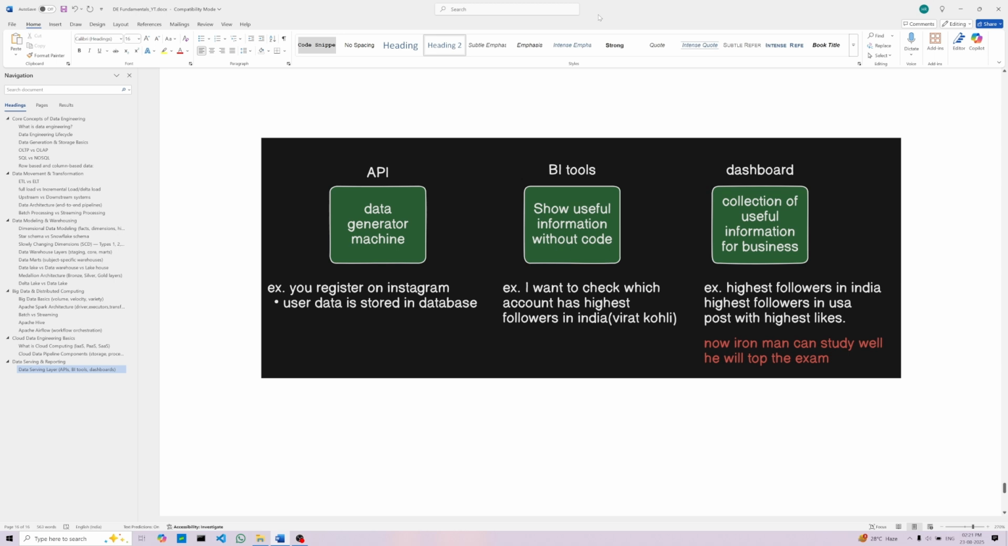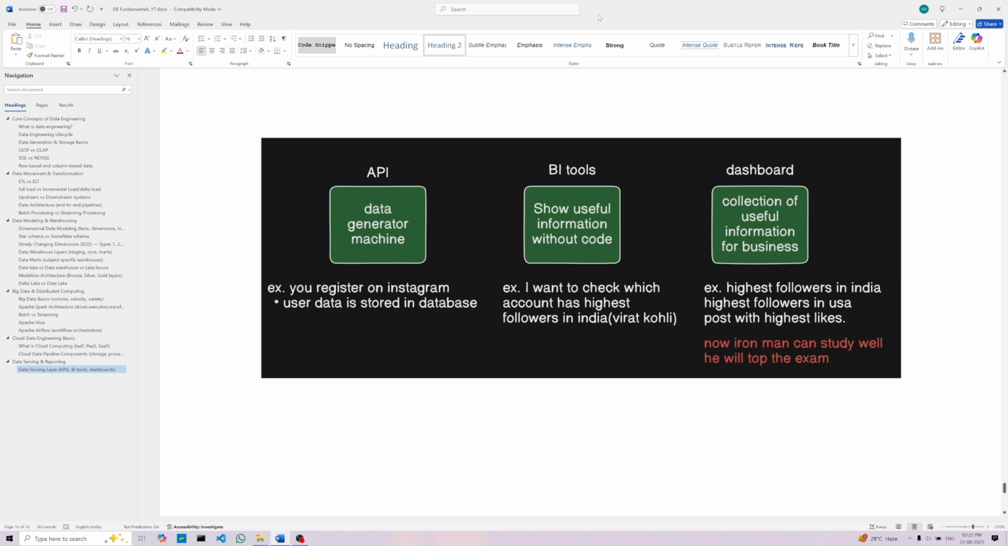Now what are BI tools? These are the tools which will be useful for showing useful information without doing any kind of coding. These tools are Power BI, Tableau or anything else. For example, on Instagram, let's say you want to check which account has the highest followers in India. We know that it is Virat Kohli, but still we want to show this information. So we can do this using BI tools.